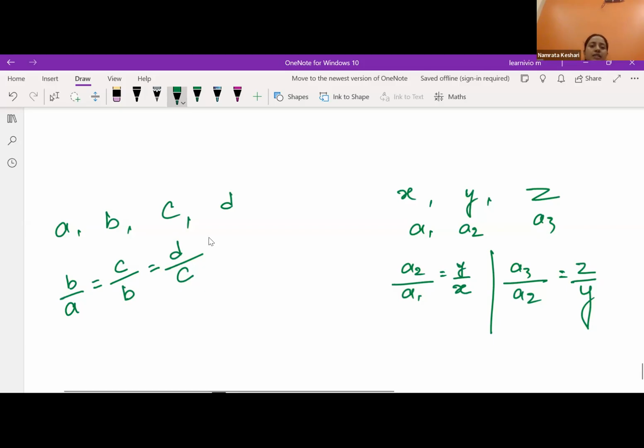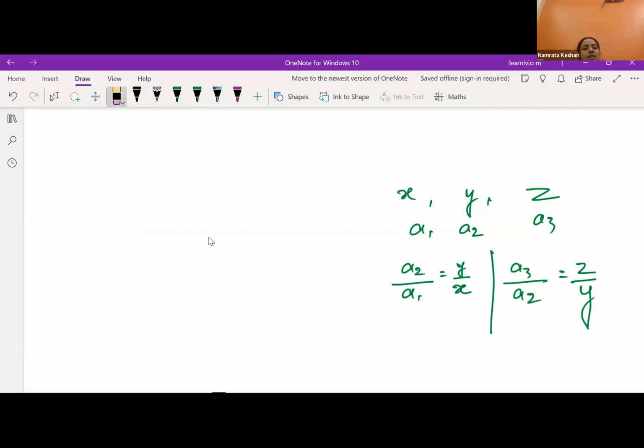So if it says prove that X, Y, Z are in GP, we will try finding the ratio. How? Y by X, Z by Y. We will check both the ratios are same or not. If it is same, then yes, it is in GP. Let's see that.